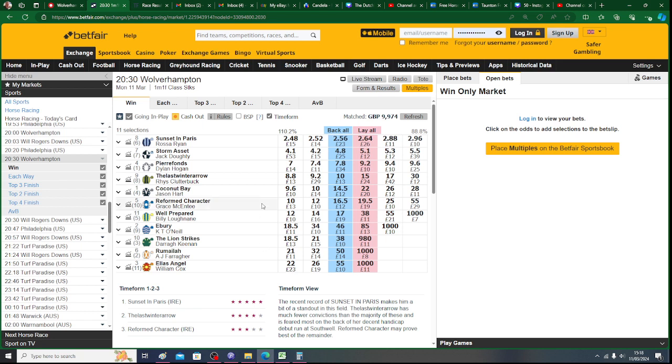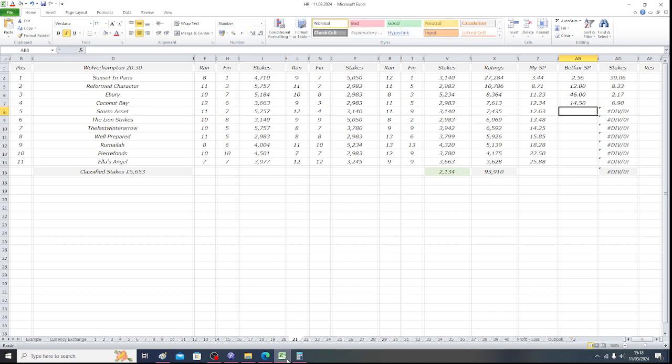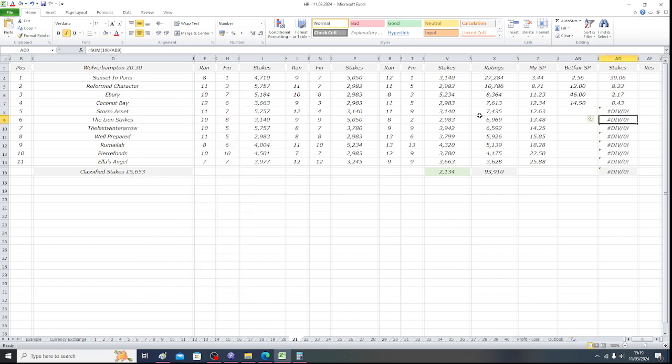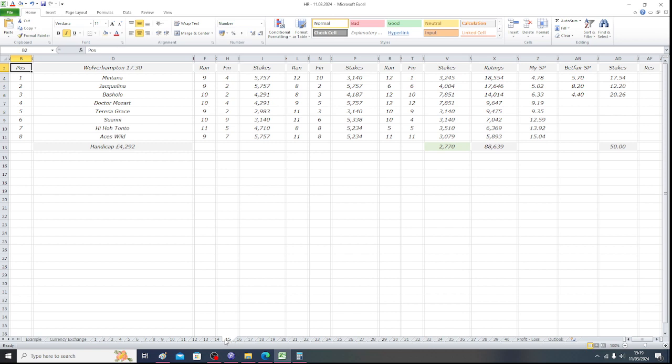And Coconut Bay would be our last selection at 14.5. And on our fourth and final selection, all we can have is 43 pence. And 43 pence into the calculator times 14.5 on the Betfair prices returns £6.23. And again, it's better than nothing. And the other three horses, which are Sunset in Paris, Reformed Character and Ebury, are all running for you for a £100 return.